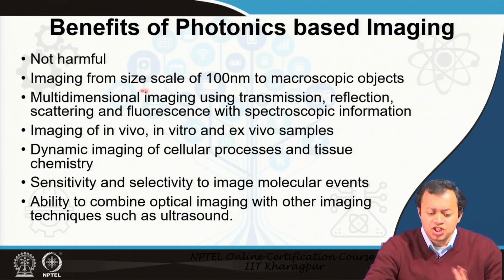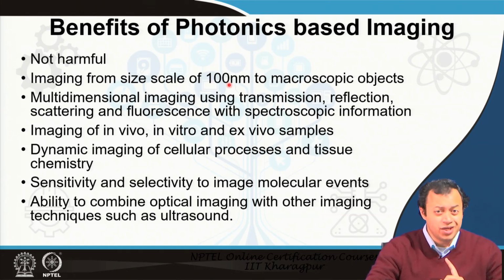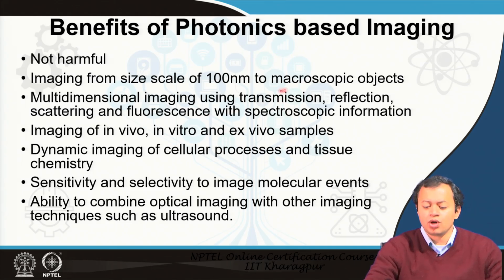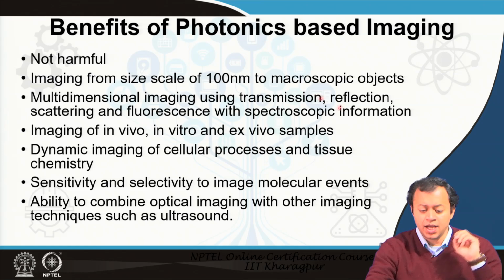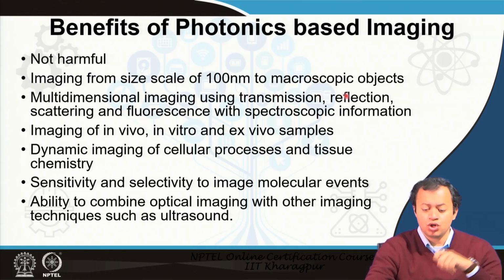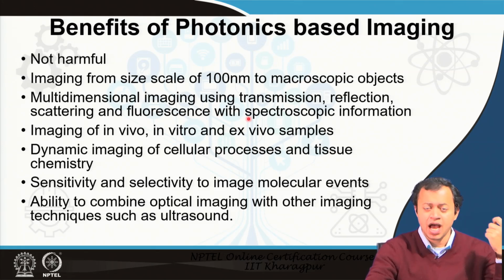So, the imaging size scale is quite flexible, which is usually difficult to get in ultrasound or X-ray. Similarly, when it comes to photonics based or optical based technologies, you can have a plethora of modes. You can have transmission, reflection, scattering and fluorescence. At the same sample, the same tissue, the same organ, you can look at it in transmission mode, reflection mode, scattering and fluorescence. All these different modes are again usually difficult to get in other types of systems, right.